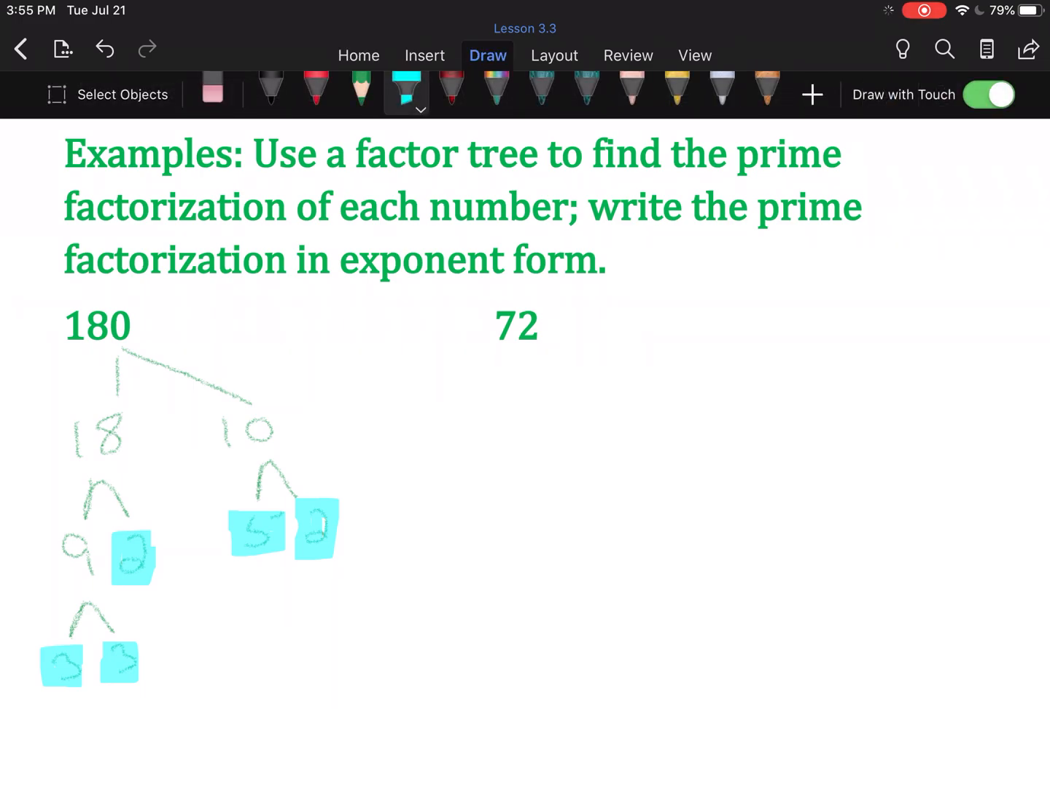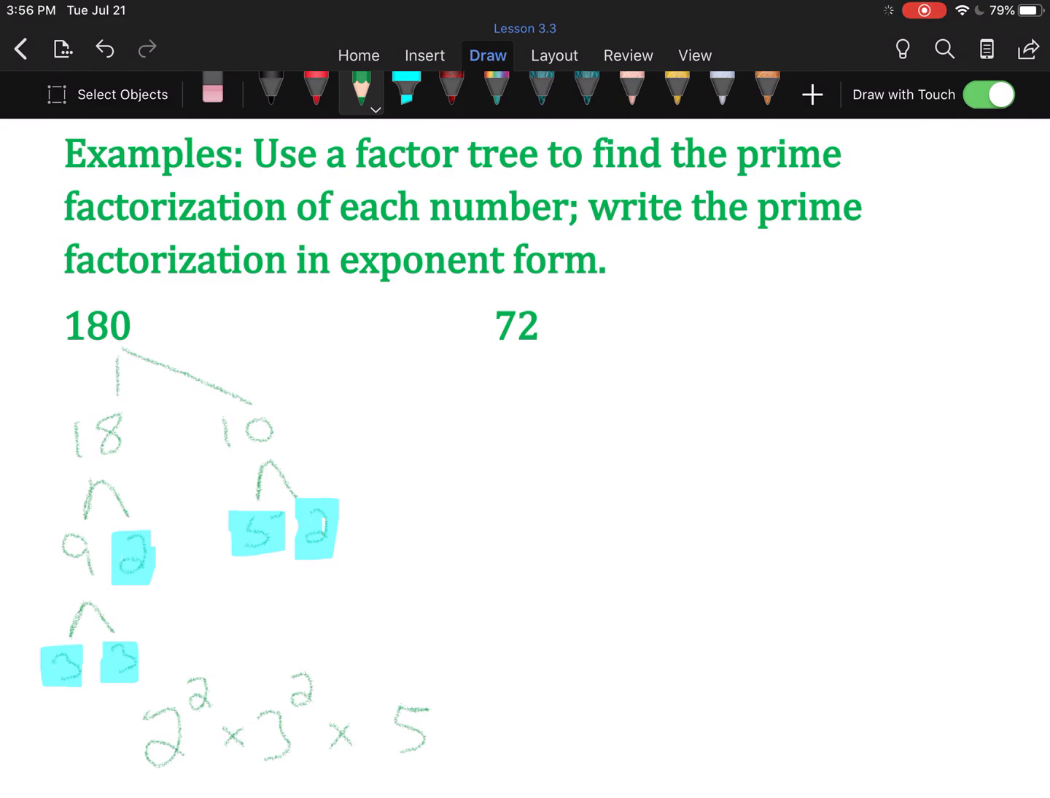So exponent form. What's the smallest highlighted number? 2. And how many are there? 2. So that's 2 squared. Whoopsies, I didn't want my highlighter, I want my pencil back. 2 2s, times. What's the next smallest number? 3. How many of them are there? 2, so that's 3 squared. Times, well, the only thing left is the 5 that's by itself. There's exponent form. 2 squared times 3 squared times 5.